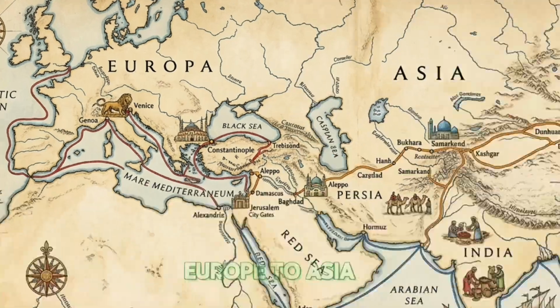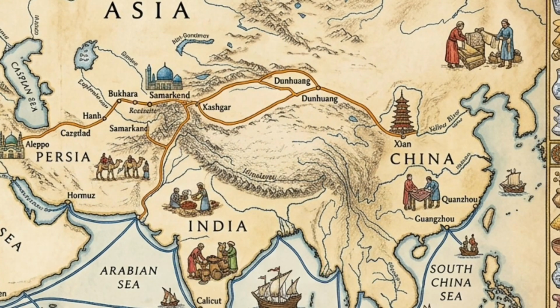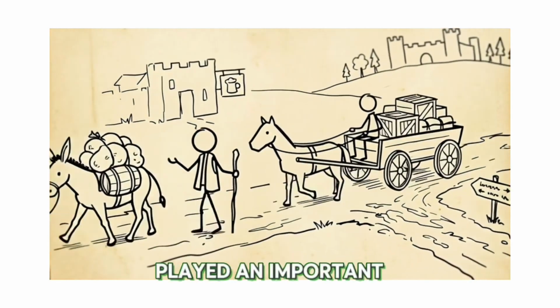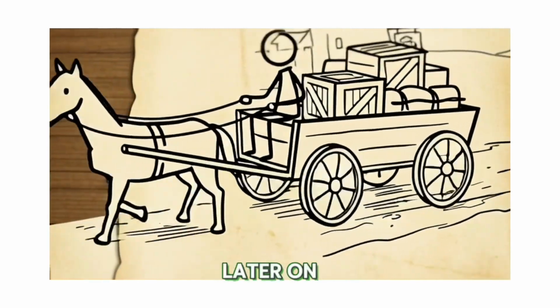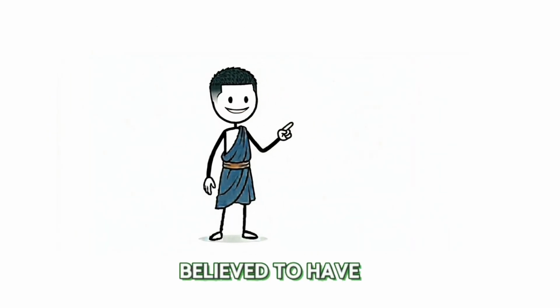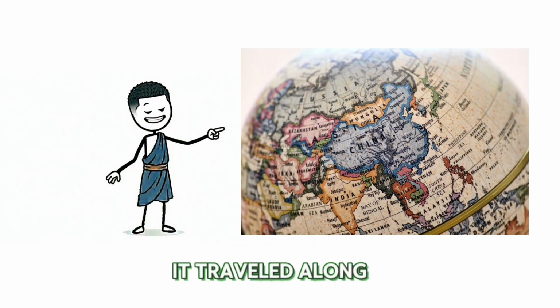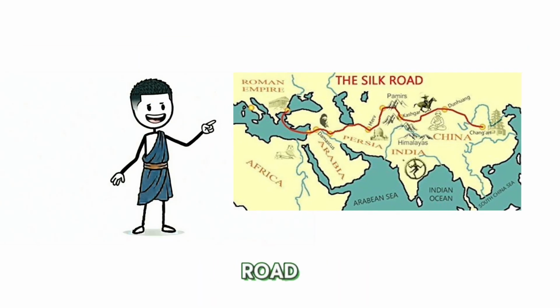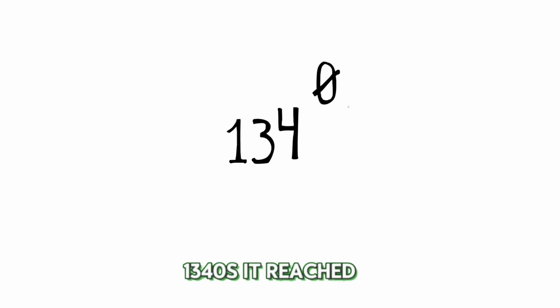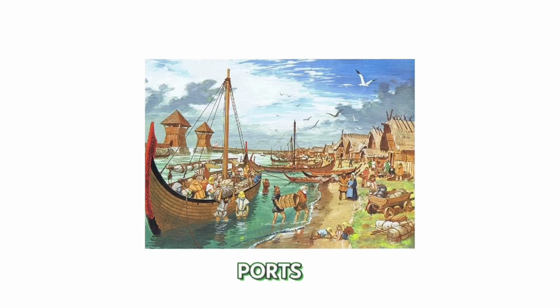Trade routes connected Europe to Asia and the Middle East. These trade systems played an important role in the spread of disease later on. The plague is believed to have originated in Central or East Asia. It traveled along trade routes, such as the Silk Road. By the late 1340s, it reached Europe through trading ports.